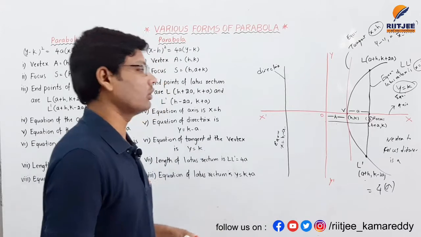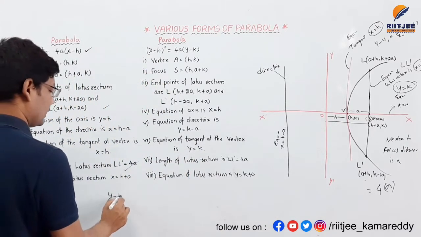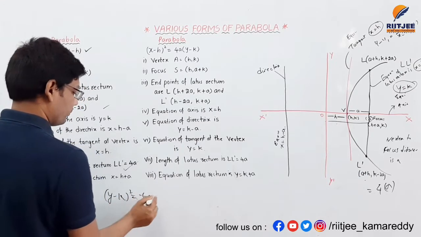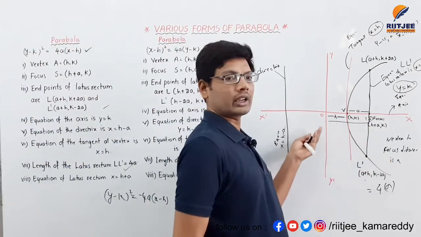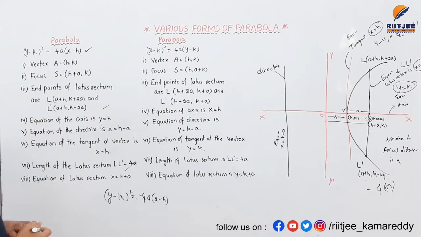And you can also conclude here, y minus k whole square is equal to minus 4a into x minus h also. Just the reverse of this one, you can get the equations like all the points here.